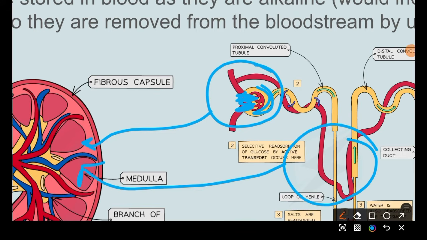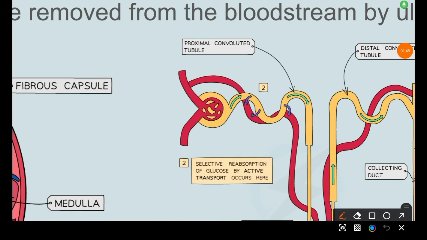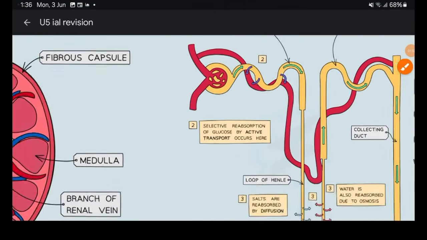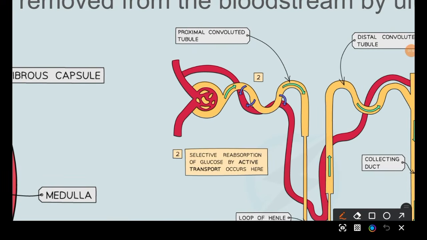Ultrafiltration occurs due to the very high blood pressure in those blood vessels right here. This is done by the afferent arteriole. The afferent arteriole, which is this one here, the one going in, is thicker than the efferent arteriole, the thinner one that's going towards the loop of Henle. This creates a high pressure.